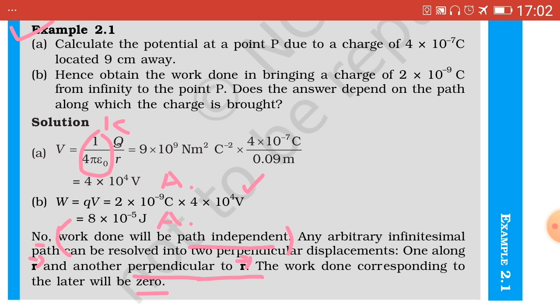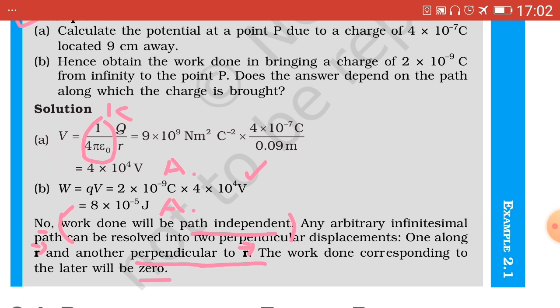Now in the same question it is asked, does the answer depend on the path? Answer is no. Work done will be path independent, which we have studied in the discussion of electrostatic potential. Now the other description is extra. We understand that also.